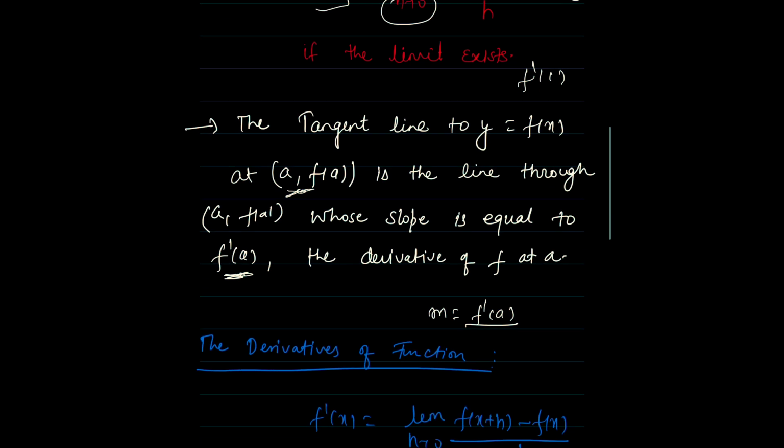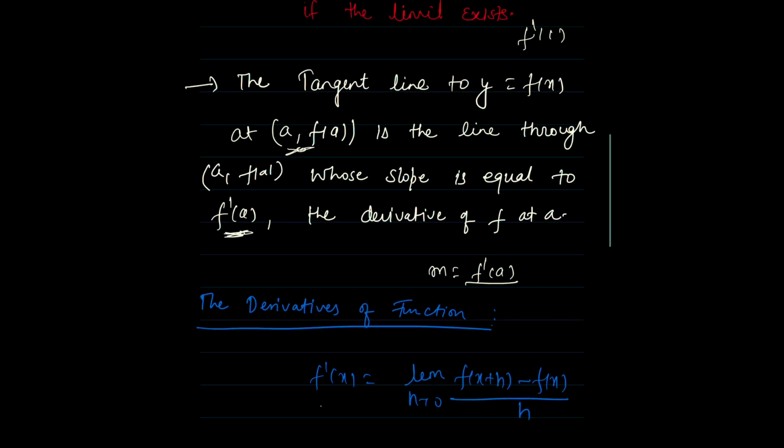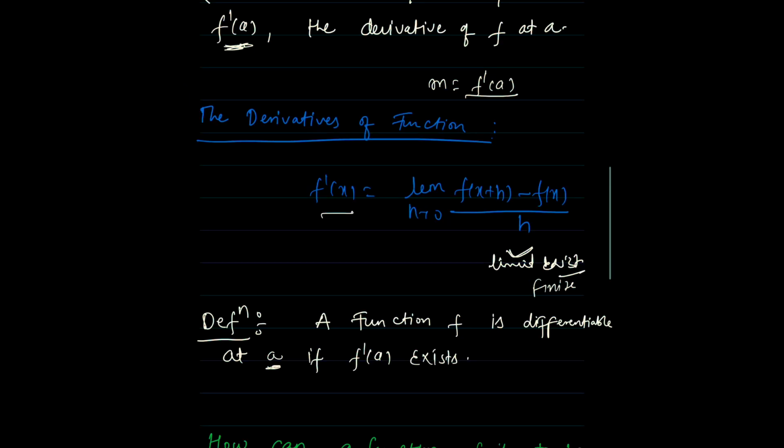Okay, so the derivative of the function is f dash x equal to the limit as h tends to 0 of f of x plus h minus f of x, divided by h. This limit should exist, and exist finitely. The definition is that a function f is differentiable at a point a if f dash a exists.